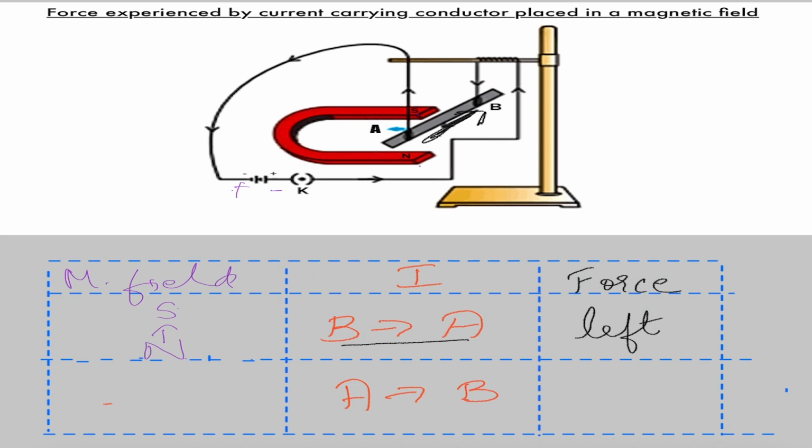Let the magnetic field be in the same direction. We observe that the force experienced by the conductor will be in the right direction. It will be towards its right.